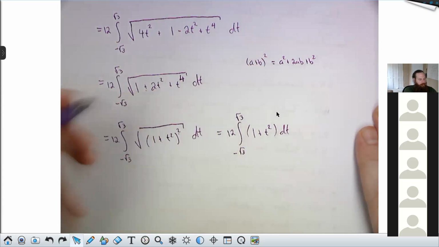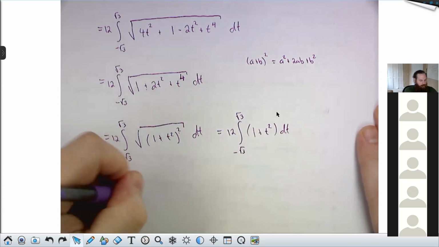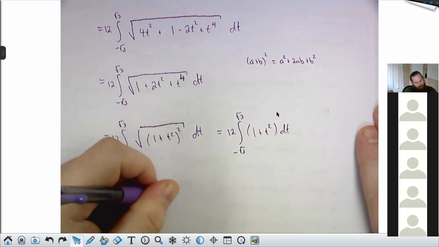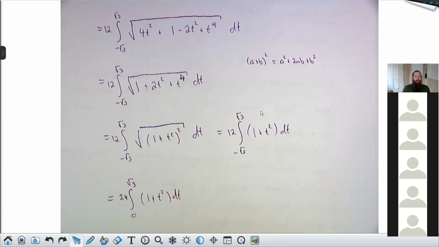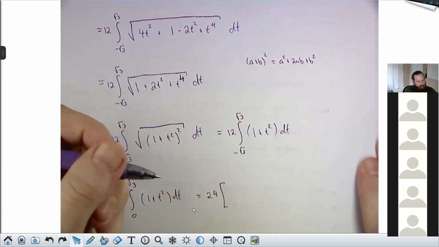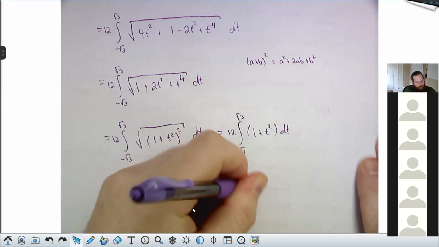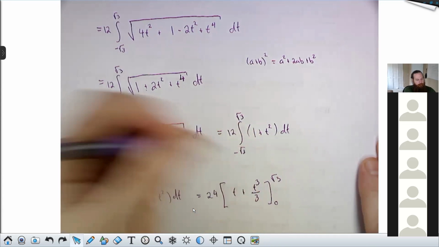dt. And now this is an even function. So if I want to, I can call that 24 times the integral from 0 to root 3 of 1 plus t squared. And from here, things are easy. So I'm using the fact that, if you integrate an even function from negative a to a, that's the same as integrating the double of that from 0 to a. And the antiderivative here is t plus t cubed over 3. And I evaluate that from 0 to root 3.